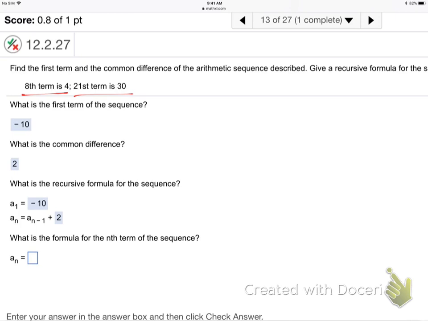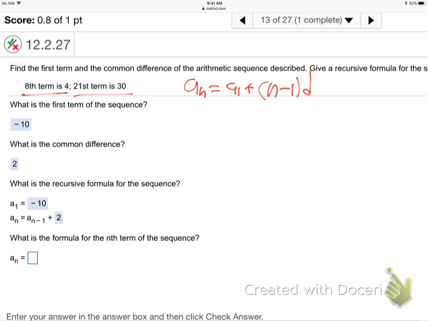So, how do we do it? How do we take just that little bit of information? The 8th term is 4. Go down the line. The 8th one is 4. The 21st one is 30. Just from that, can we find the formula? Well, the way I'm going to suggest, what do I always do when I look at a problem and I have no idea? I write down the formula. A_n is A_1 plus (n minus 1)d. That'll be right at the top of your next exam. So just write that formula down. It's a good place to start.